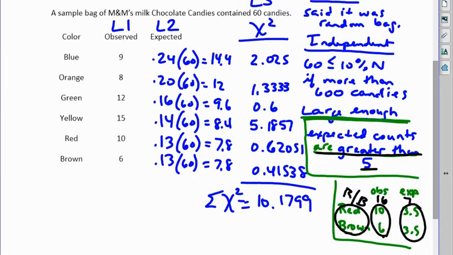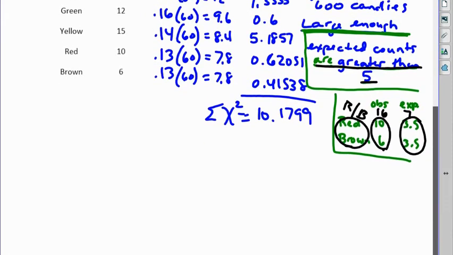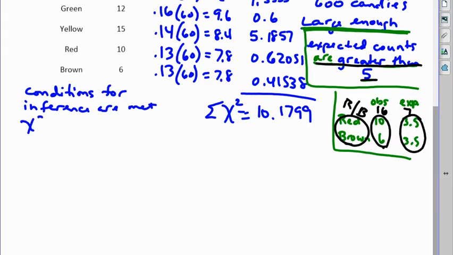If you have a category or categories that are not meeting the condition, you have to bring them together, and you won't be able to tell for red and brown separately, but you have to put them together. Okay, so my conditions for inference are met. I will do a chi-squared goodness of fit test.